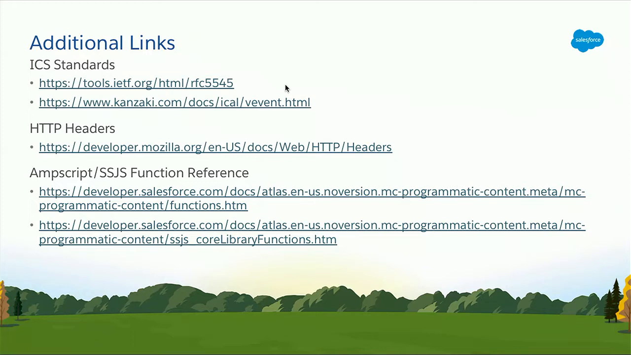And so I've got some additional resources here. I'll be posting the slides on my event chatter feed, so don't worry, they'll be there for you. But there's more information about the ICS standards there. So remember, I've only given you the absolute minimum to generate a valid calendar file. There is more information that you could include, so you'll just have to check the standards out for that. For more information about HTTP headers, I think the Mozilla developer docs are really well set out and really easy to read. And of course, I've also included the official Marketing Cloud documentation for the AMPscript and server-side JavaScript functions.